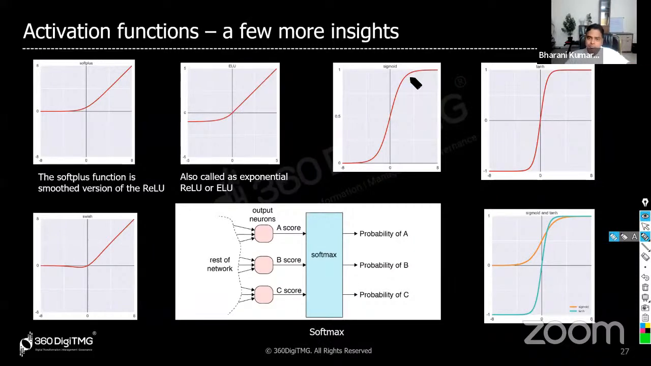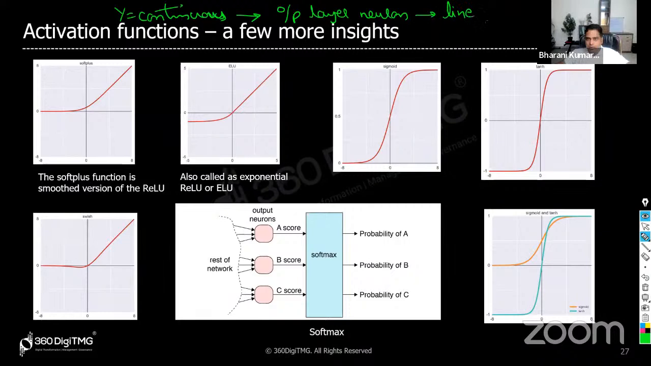So when your output variable is continuous, in the output layer neuron, we use a linear function or identity function.